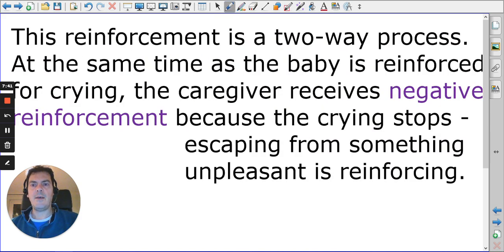So this form of reinforcement is obviously two-way. The baby is reinforced because it's got what it wanted, because it can only communicate via crying. But at the same time, it reinforces the adult caregiver because the baby stops crying, and so they're escaping something unpleasant. So it's called negative reinforcement. This is the classic understanding, this stimulus response, this punishment versus pleasure type of response that we might find within classical and operant conditioning.